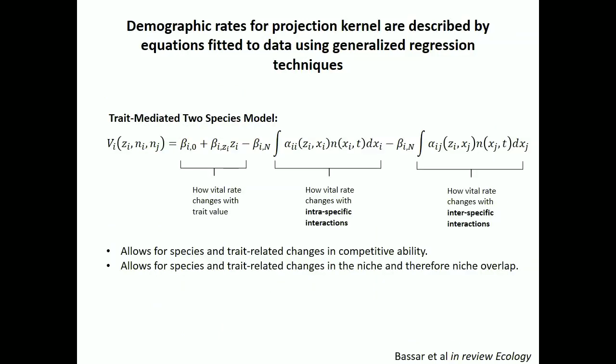Of course, if we're going to talk about coexistence, we're going to talk about two different species, and we need to talk about broader types of interactions among individuals. This is what a trait-mediated two-species model of any given vital rate in the population would look like. Again, you still have the density independent component and how the vital rate changes as a function of size of species i. But then you also have the intraspecific interactions denoted by one term here and the interspecific interactions denoted here. In each one of these, you have an alpha ii for the intraspecific and alpha ij for interspecific interactions.